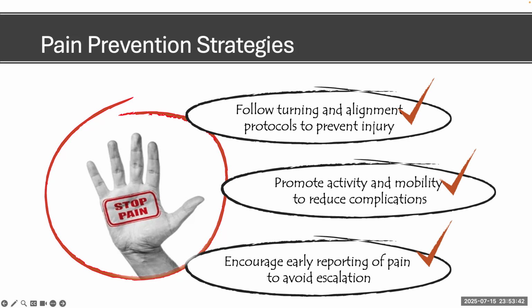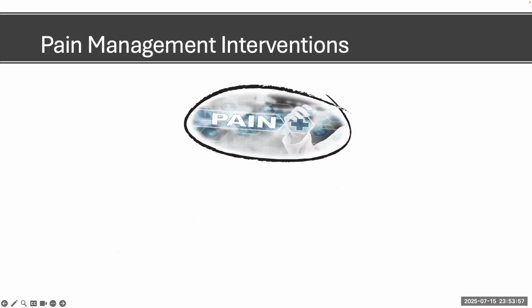As SCI nurses, our role is not just to react but to anticipate. When we prioritize prevention strategies, we keep our patients ahead of pain and contribute directly to safer, more effective recovery trajectories. Effective pain management is holistic and patient-centered. A single solution does not fit all.